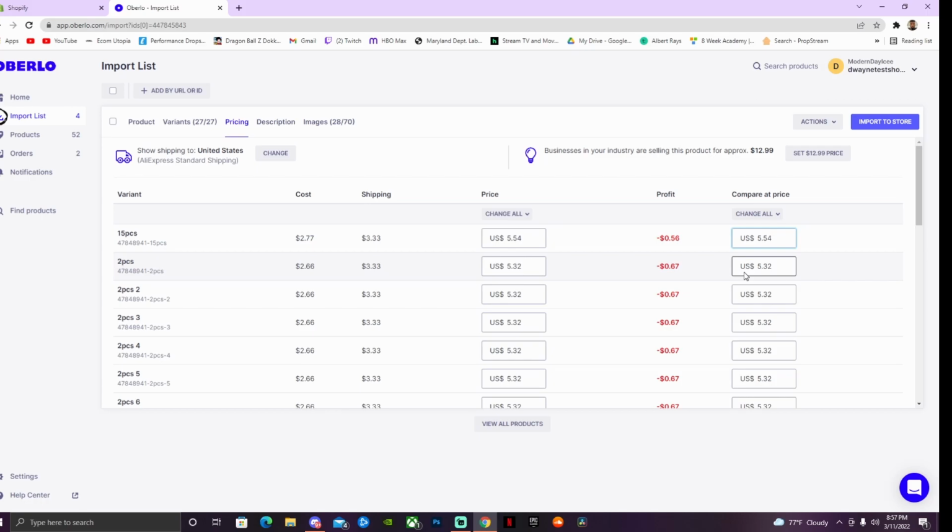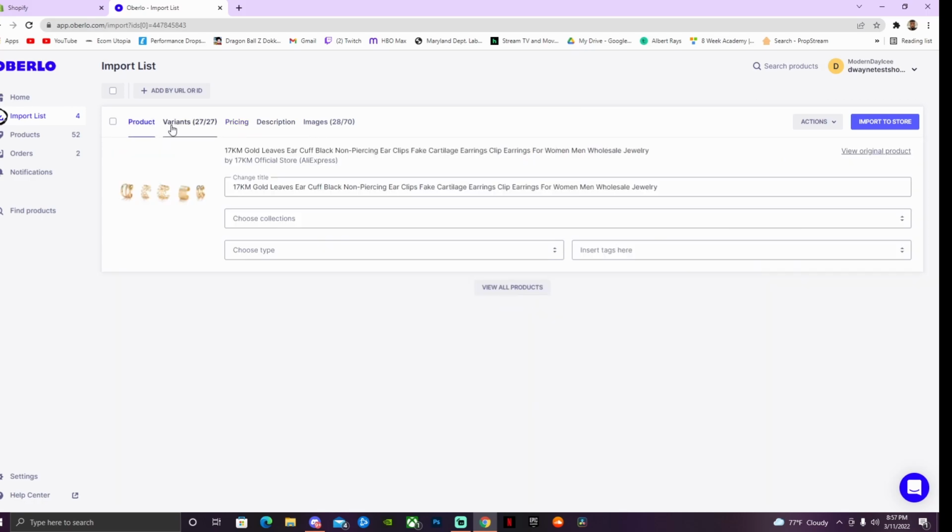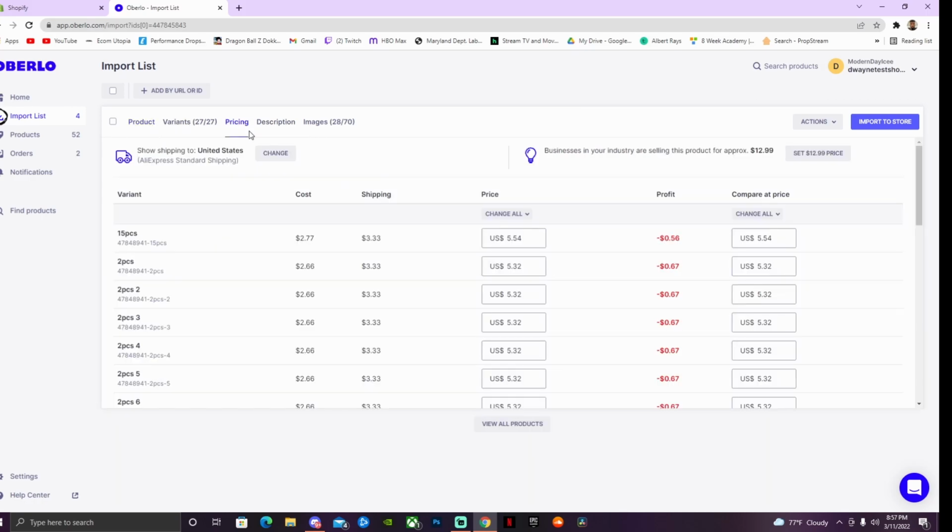So for instance, this product costs $6 to import to my store and send out to the customer. If someone bought from my store, it would cost $6 to order this product and have it shipped out to the customer. You definitely want to have a 2 to 3 times markup. If it was $6, I would want to sell this product for at least $18. Me, I would sell it for about $29, $39. But you want to have it at least 2 to 3 times markup when it comes to pricing your products.